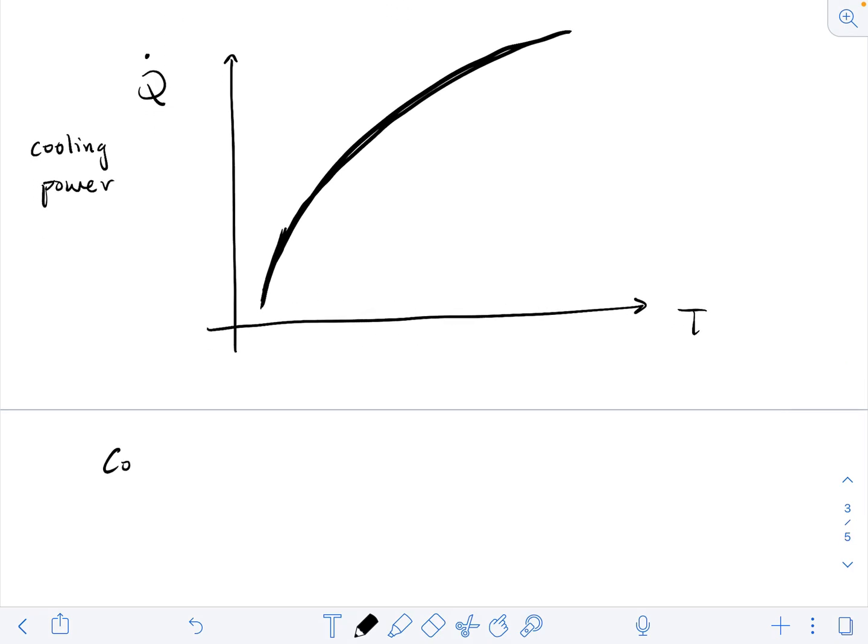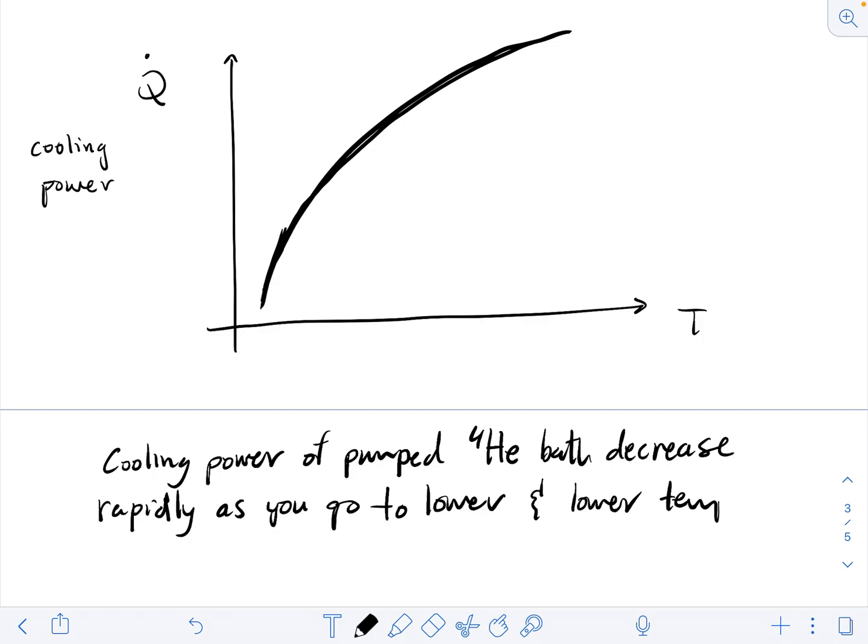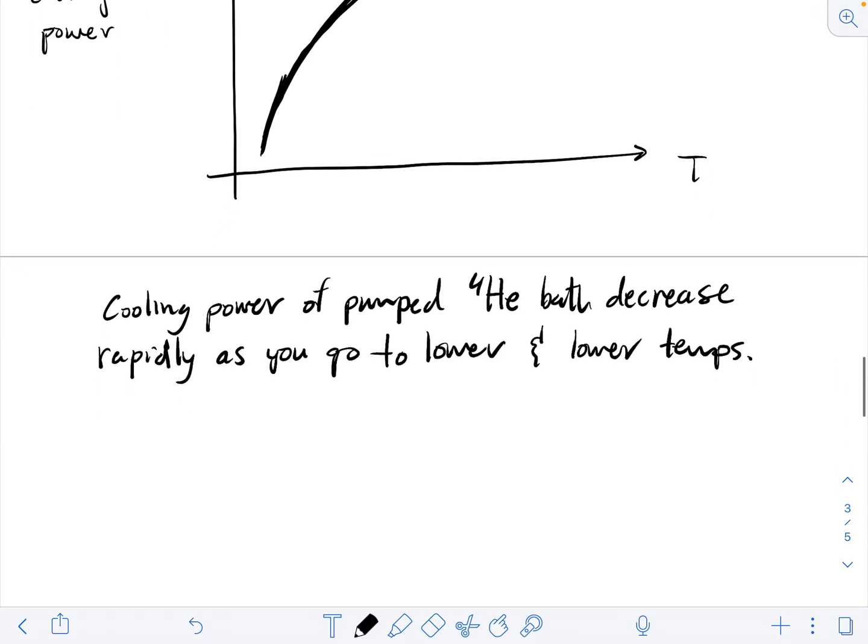And so the important point is that the cooling power of the pumped liquid helium-4 bath decreases rapidly as you go to lower and lower temperatures.